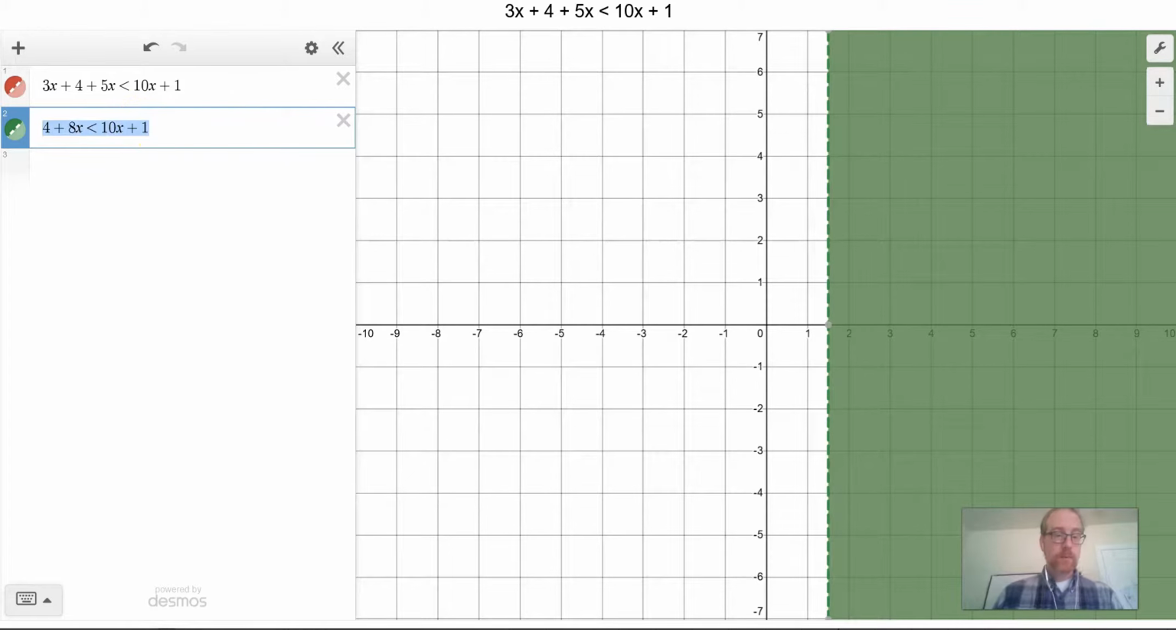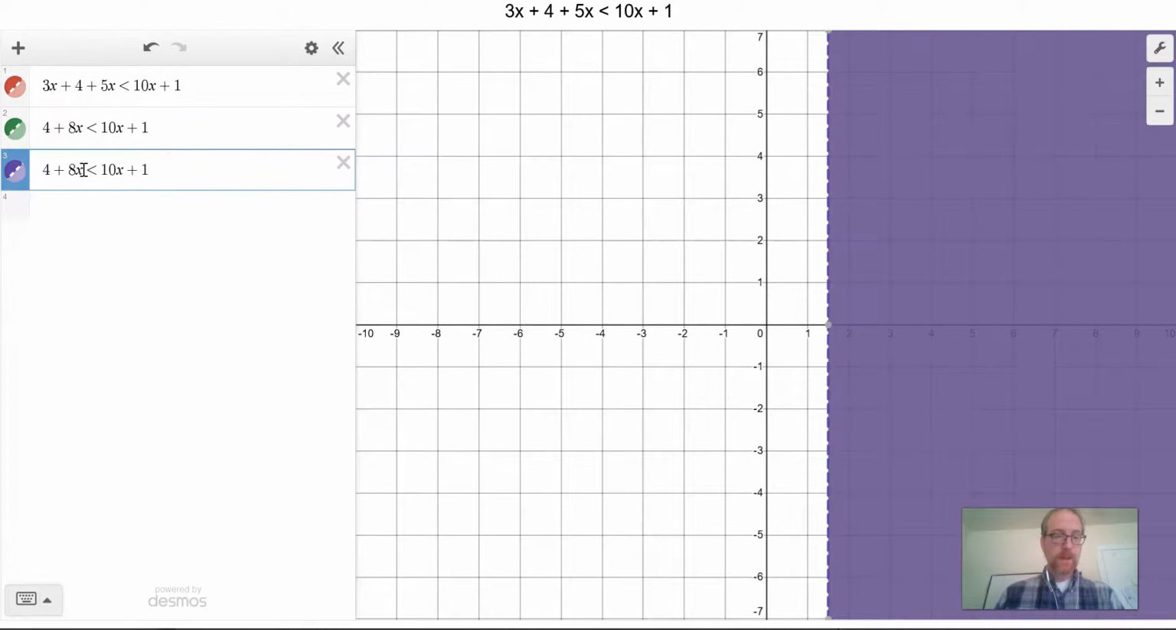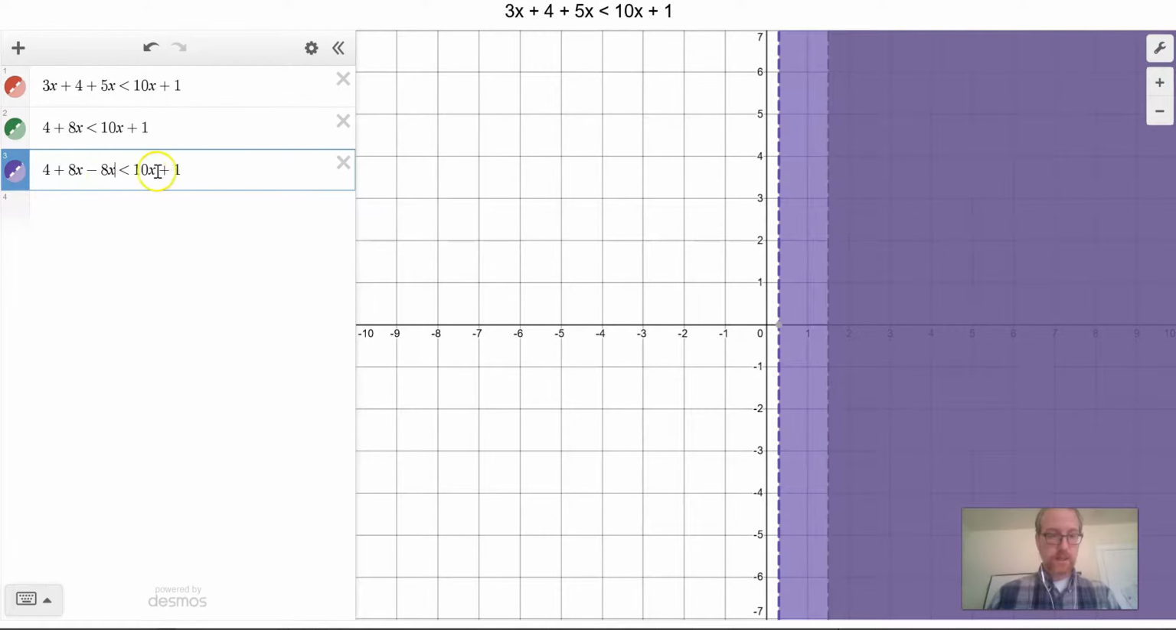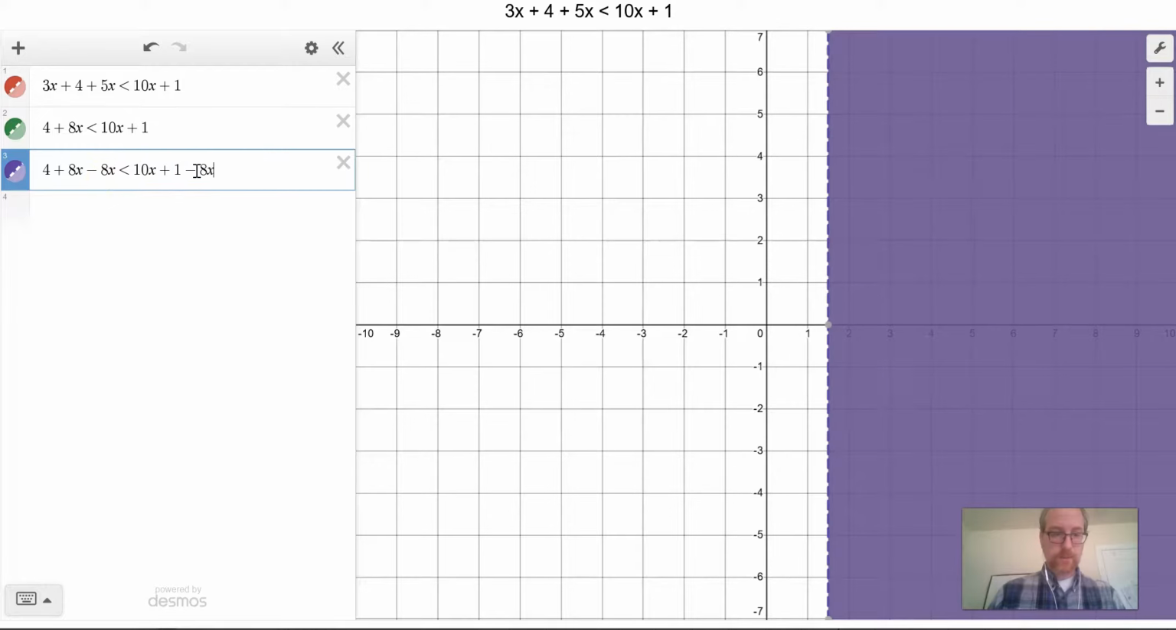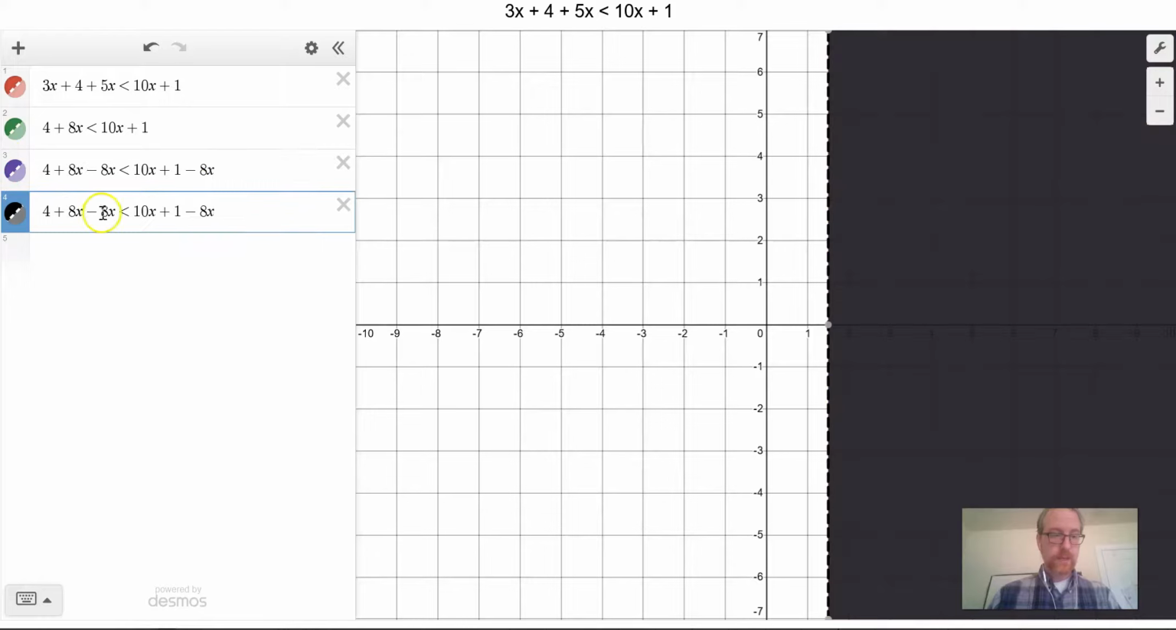What would we do now? Well, we'll start by copying and pasting. And I think what I'm going to do is subtract 8x from both sides, because I have x's on both sides of the inequality. I only want to have x on one side. So I'm going to subtract 8x here, minus 8x there, and I'm going to go ahead and subtract 8x here. Okay, and then let me copy and paste that to a new line. These cancel out. So just erase them. And the 10x minus the 8x, that's going to be just 2x.